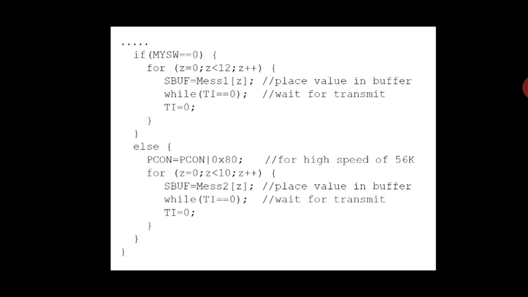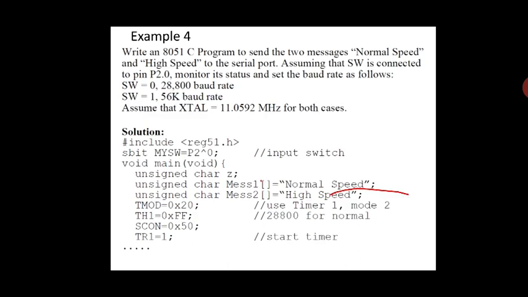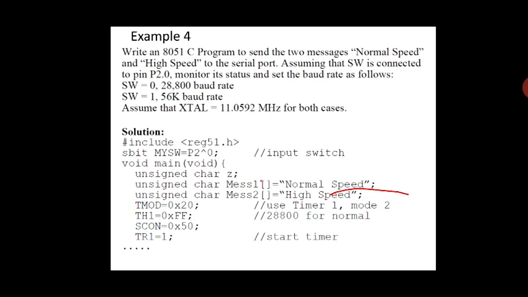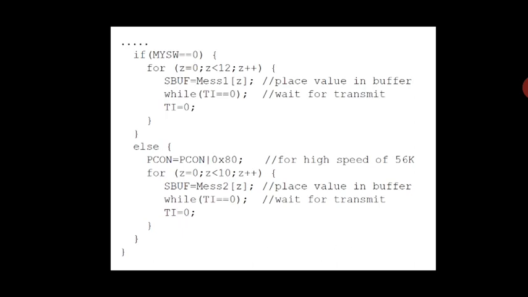Now in this, my SW switch will be 0. Assume that your switch is 0, that is if MSW is equal to 0. I am working at the 28,800 speed. Z is equal to 0, there is a for loop: Z less than 12, because there are 12 characters, Z plus plus.